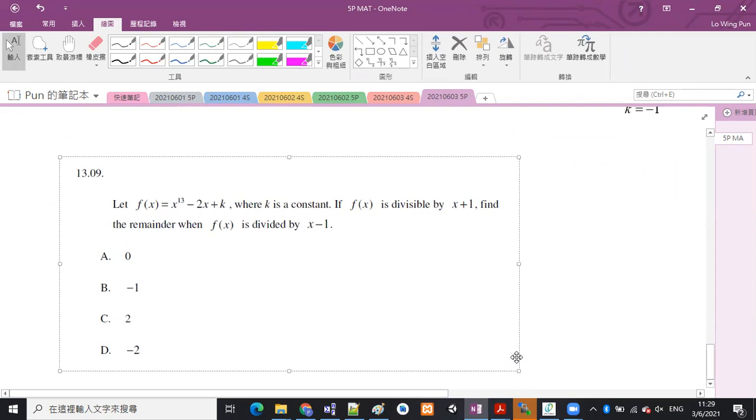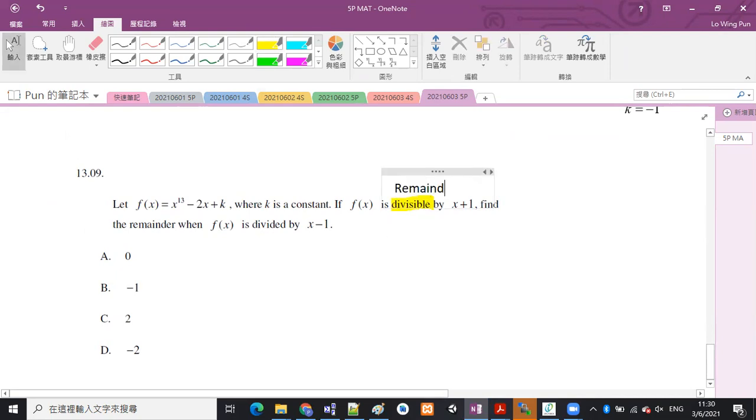Let f(x) be this expression, where k is a constant. If f(x) is divisible by x plus 1, can you highlight this? Divisible. And write down the meaning. The meaning of divisible means remainder equals 0. It is divisible by x plus 1.